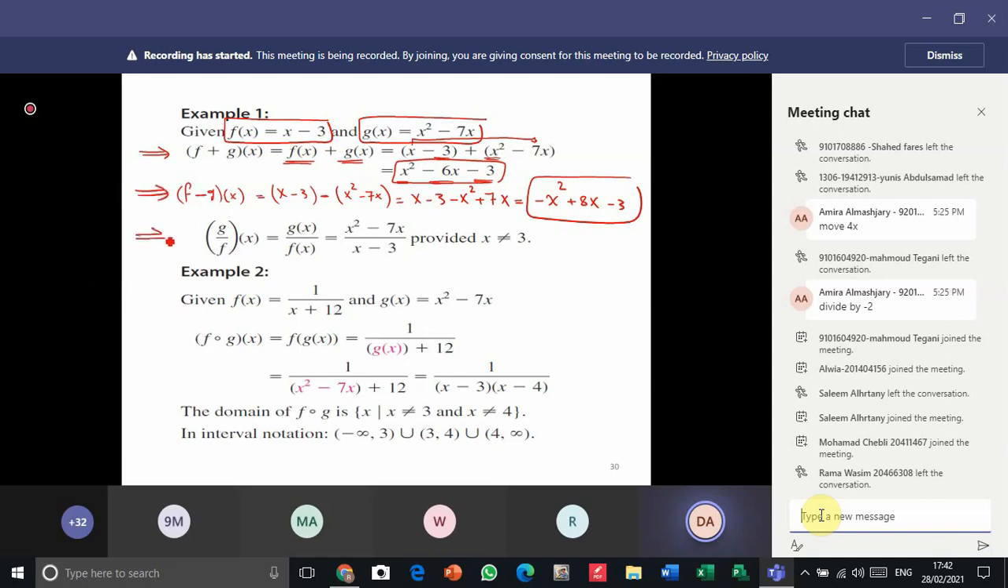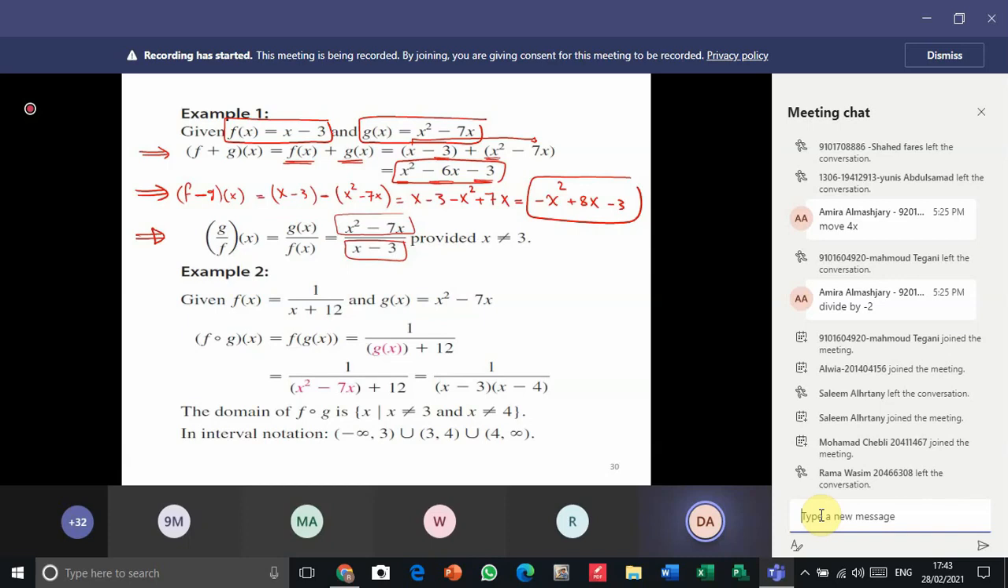Okay, look at this, f over g. Put g over f, this is the g, this is the f, and the denominator must not be equal to 0. So x must not be equal to 3.